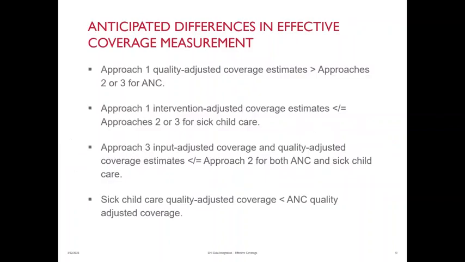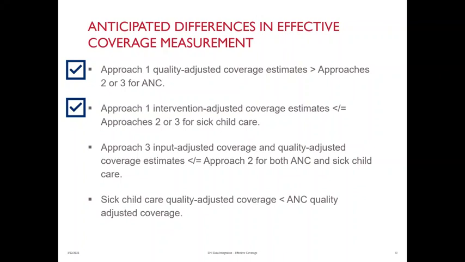So we had a few hypotheses going into this. First, we thought that for antenatal care, quality-adjusted coverage would be higher in approach 1 than for approaches 2 and 3. And this did prove to be the case, primarily due to the issues with maternal recall that I discussed earlier. Second, we thought that for sick child care, intervention-adjusted coverage would be lower or similar using approach 1 compared to approaches 2 or 3. So this was also the case, due to the differences in the definition of sick child complete intervention using the DHS versus the SPA data.